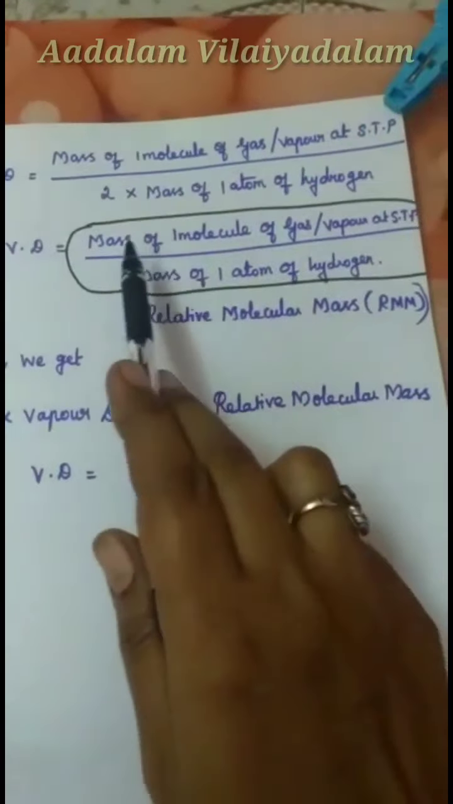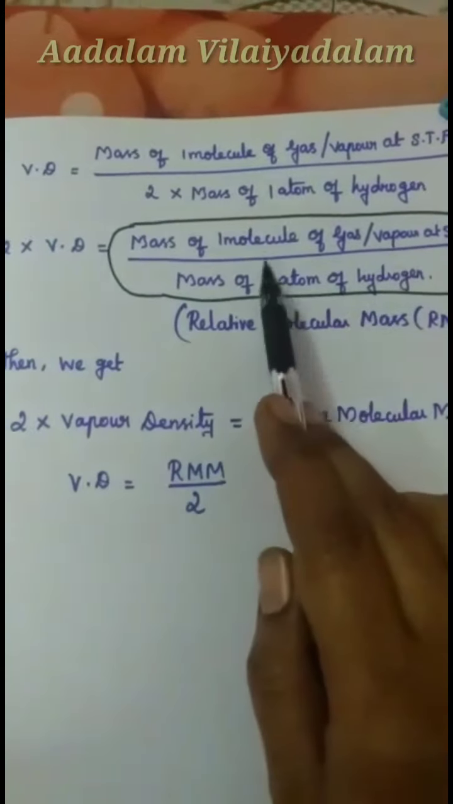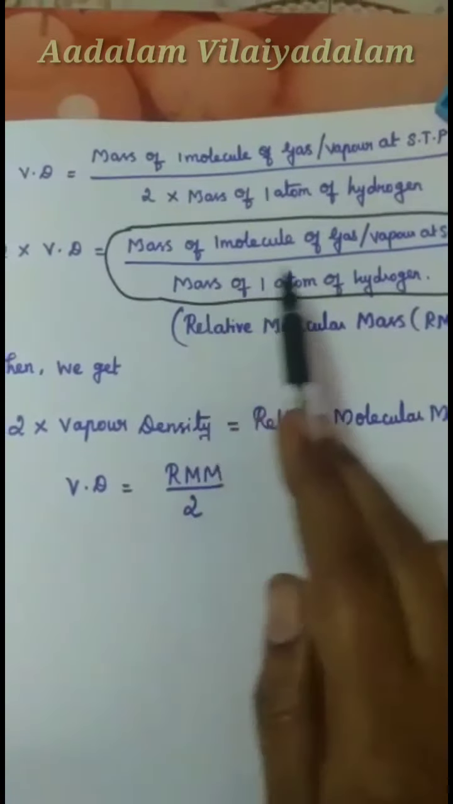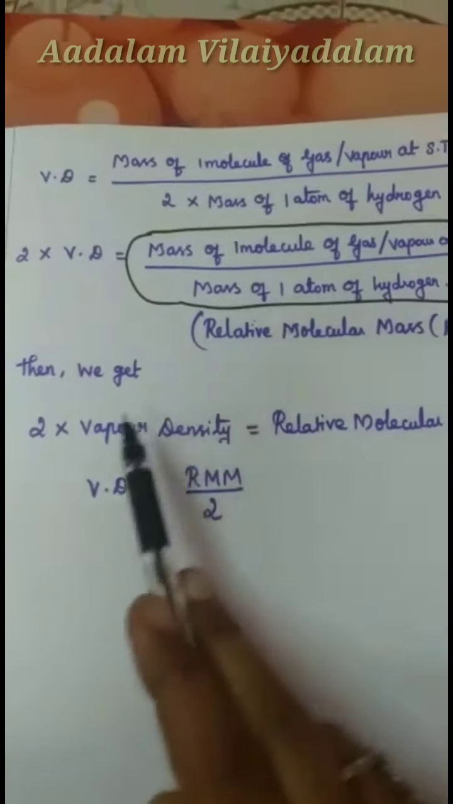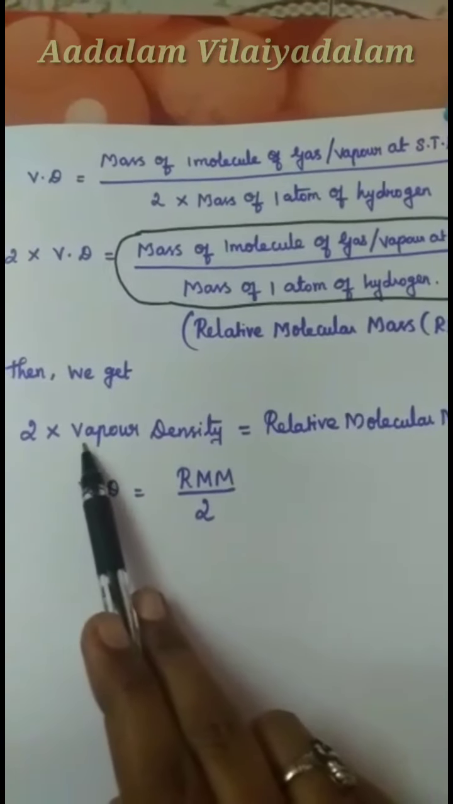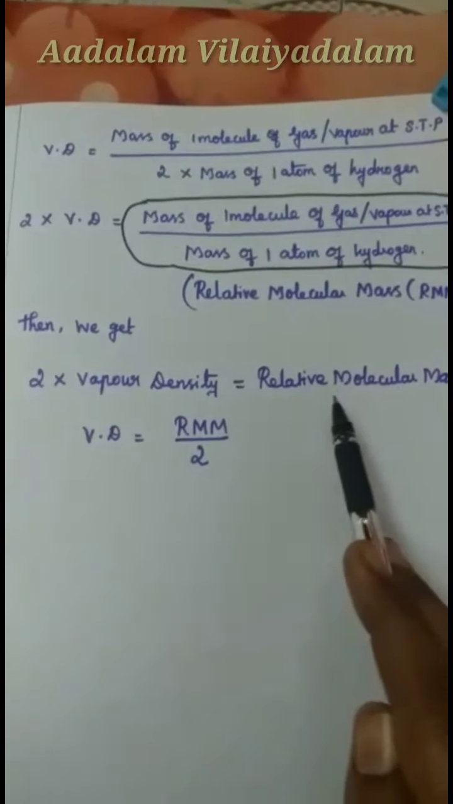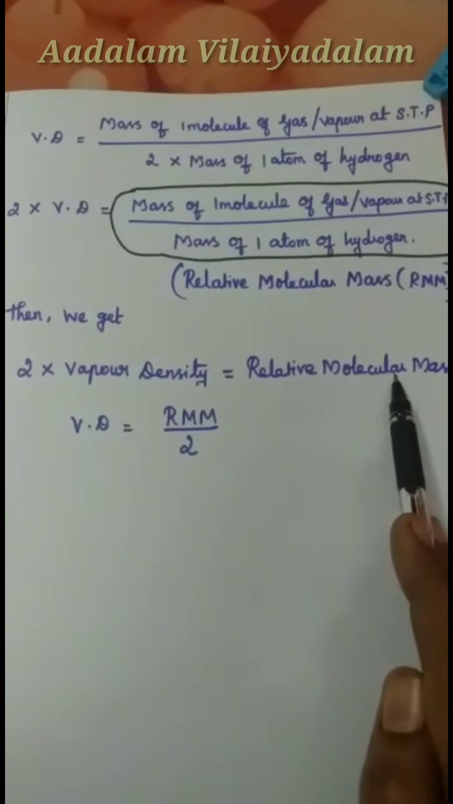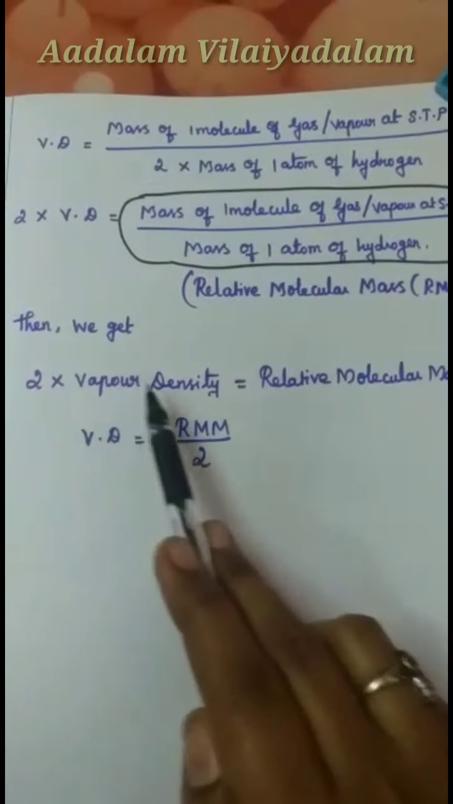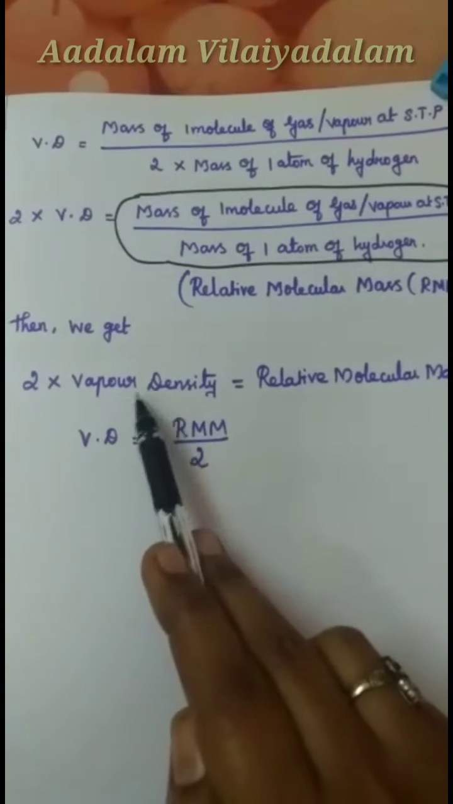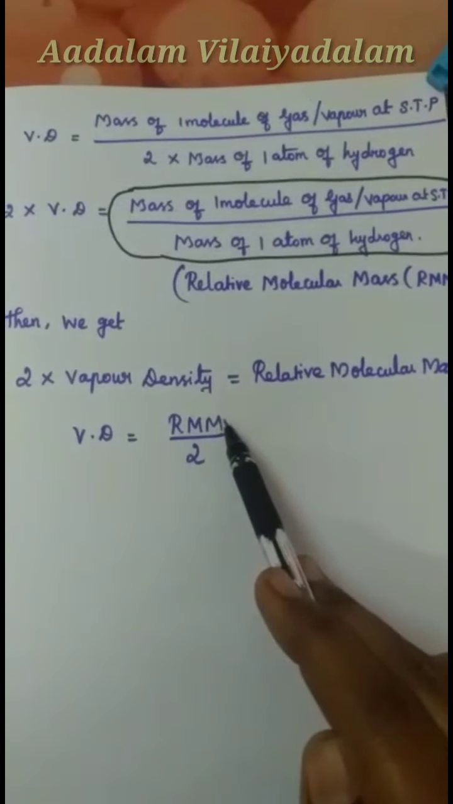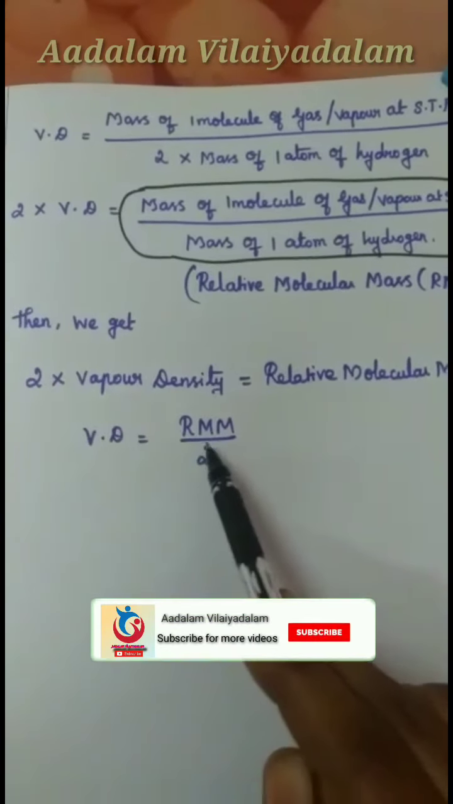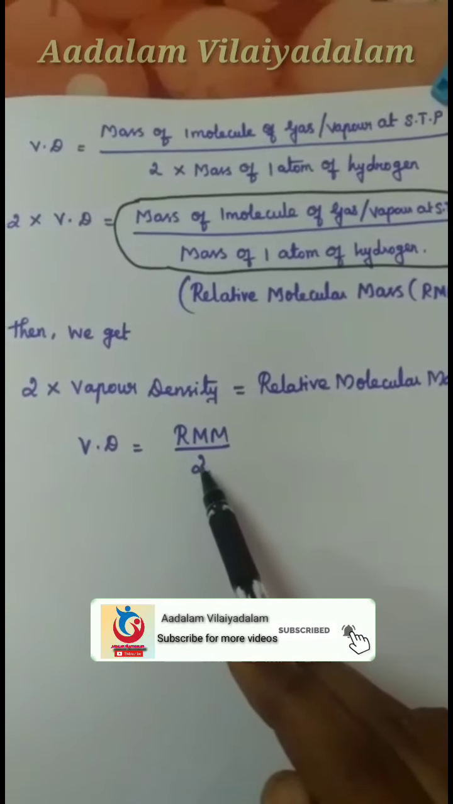That is, the relative molecular mass definition is this whole value, the mass of one molecule of gas or vapor divided by the mass of one atom of hydrogen. So finally we get 2 into vapor density is equal to relative molecular mass. That means the relative molecular mass of a gas is equal to 2 times its vapor density. Otherwise, the vapor density is equal to relative molecular mass divided by 2. So the vapor density of the gas is half the value of the relative molecular mass.